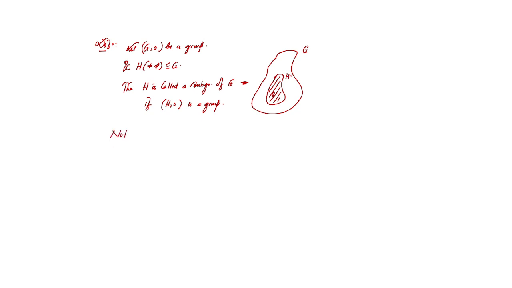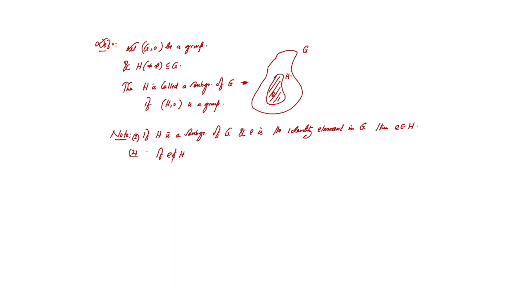So here is one important note: if H is a subgroup of G, and E is the identity element in G, then E must belong to H. So if the identity element does not belong to H, then you can easily say H is not a subgroup of G.